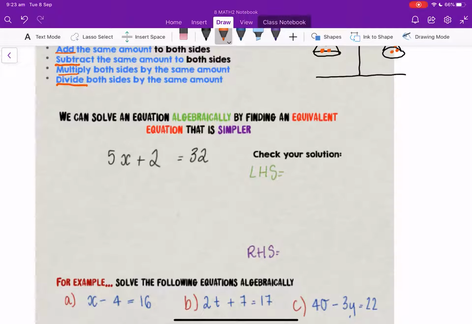Now ultimately, we want this x by itself, okay? It's not by itself. It's being multiplied by 5 and 2 is being added. So what we can do is we'll find an equivalent equation that is simpler. So let's first get rid of this 2, okay? So 2 is being added, and the way we can get rid of it is by doing the opposite. And the opposite of adding 2 is just to subtract 2. So let's subtract 2 from both sides, okay? Again, remember, we have to do it to both sides.